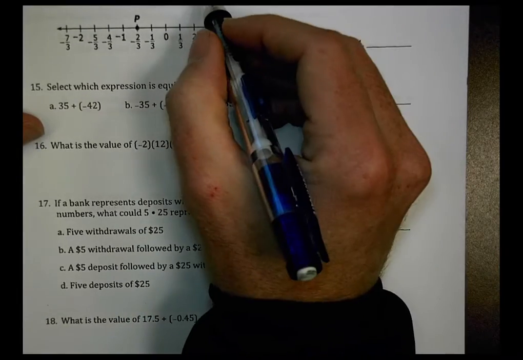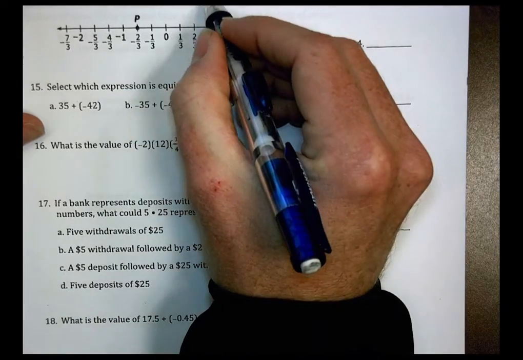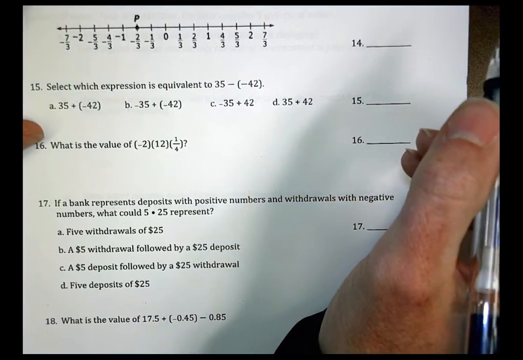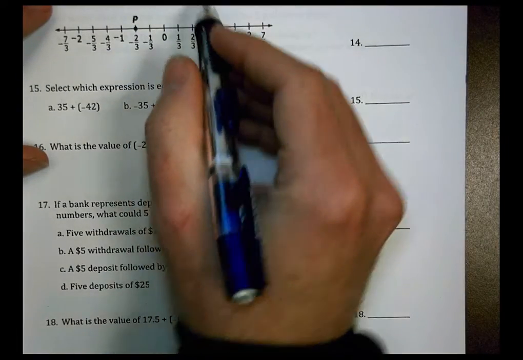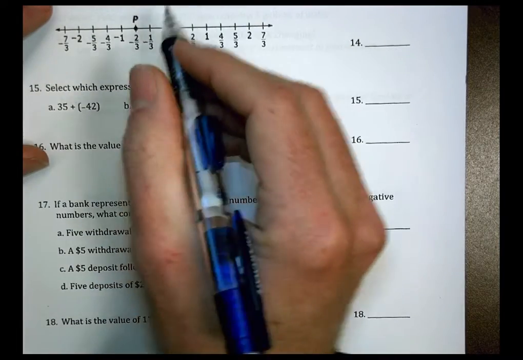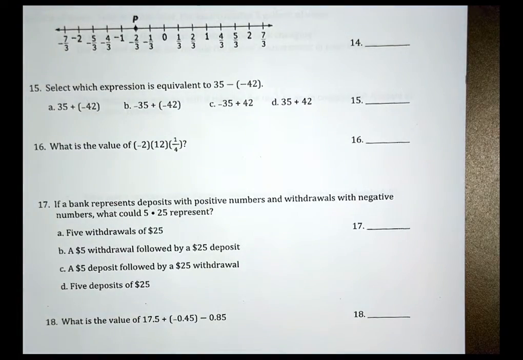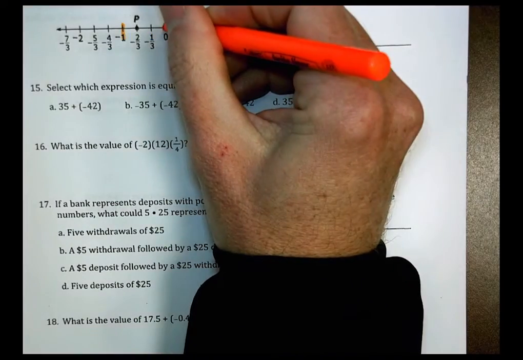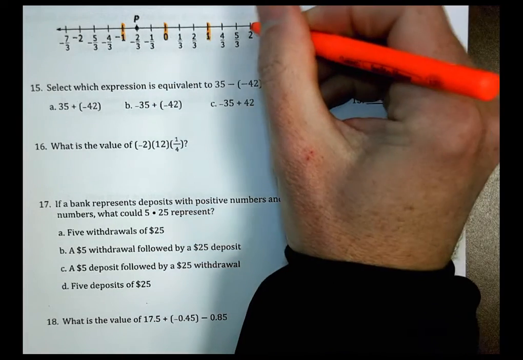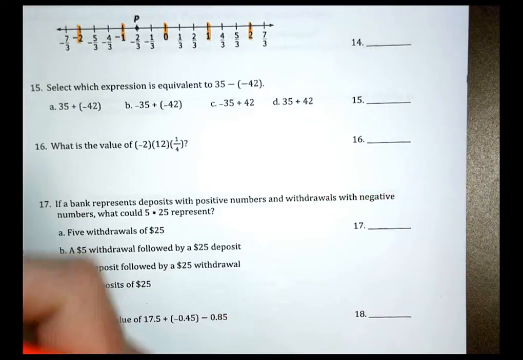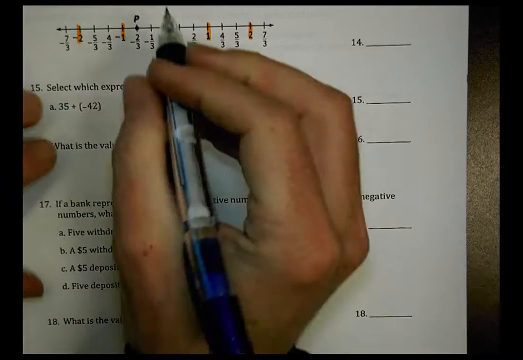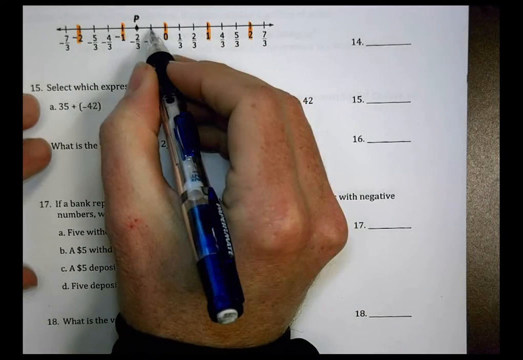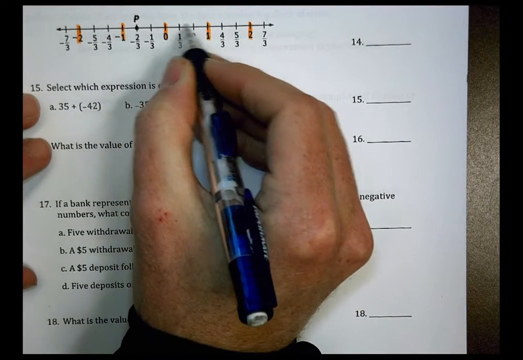All right, number 14. What numbers are located exactly 5/3 of a unit from P on the number line? So the way this one's going to work, we're looking at thirds, and we can see already that the whole thing has been sectioned into thirds. Yes, you have your whole numbers here at -1 and 0 and 1 and 2. But we can see that between each of these whole numbers are thirds, 1/3, 2/3, 1/3, 2/3.